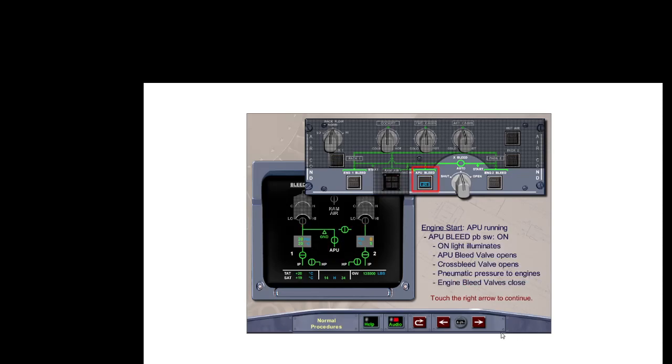With the APU running and the APU bleed push-button switch selected on, the blue on light will illuminate. If there are no pneumatic leaks detected, the APU bleed valve will open as displayed on the ECAM bleed page. Next, the cross-bleed duct will appear with the cross-bleed valve opening. At the bottom of the bleed page, pneumatic pressure will be indicated at the engines with the engine bleed valves automatically closed. Engine start procedures will be covered in the power plant module.